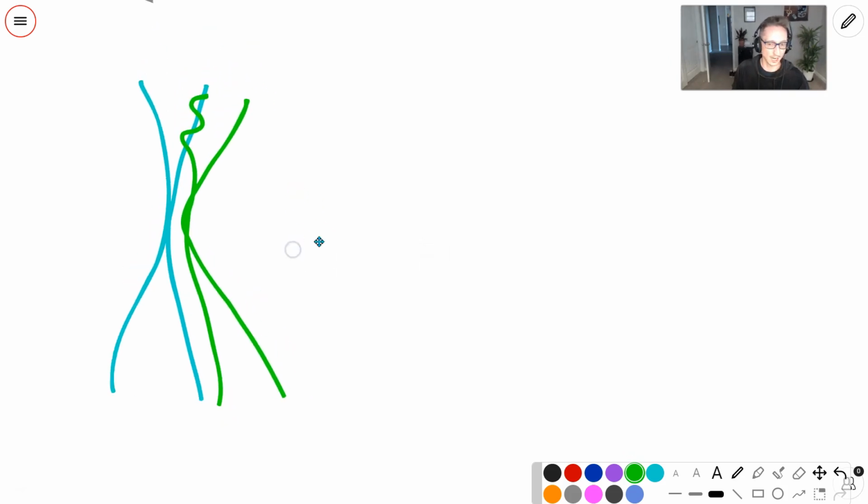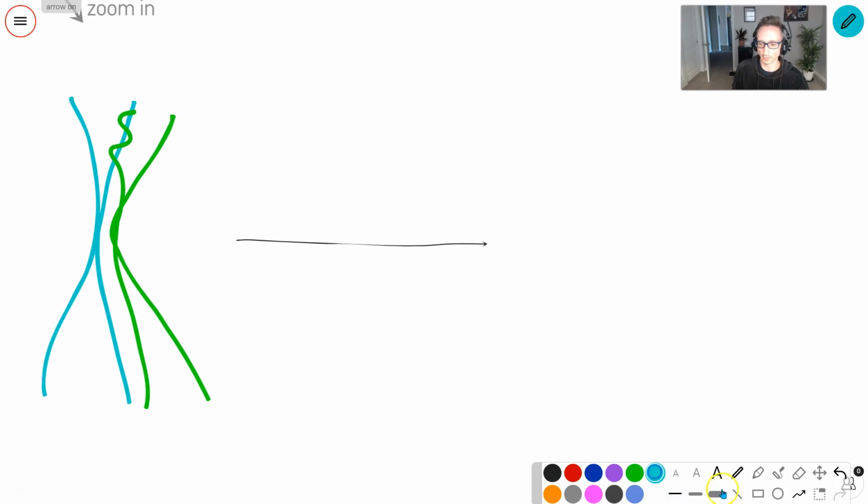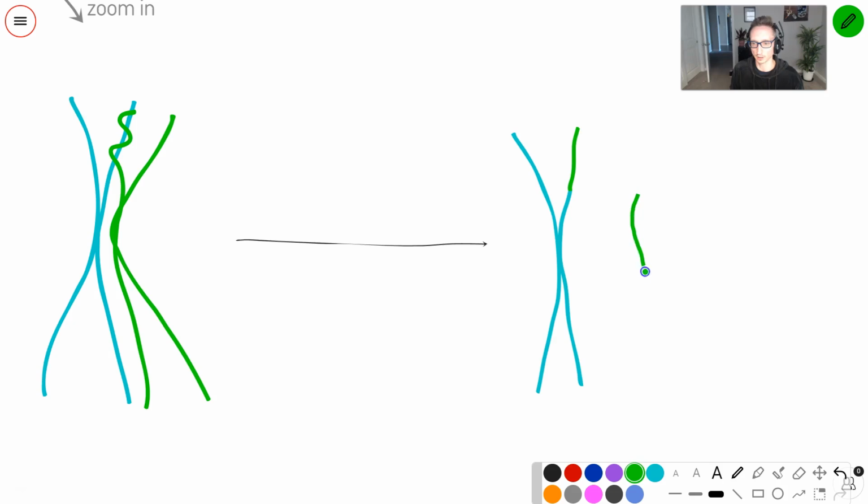Okay, and what actually happens here is frickin' bonkers. So these then will separate, like so. But up here, part of the green chromosome is swapped now onto the blue, and vice versa over here. So we got the green and the green, and we got the blue, like that.